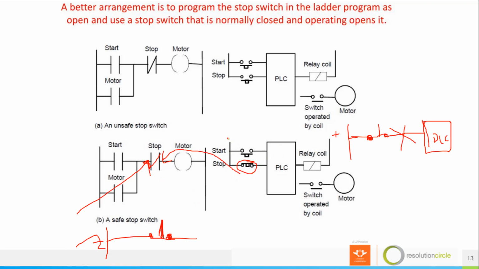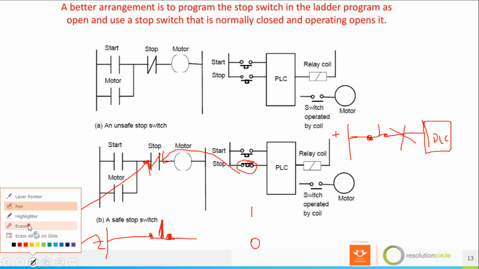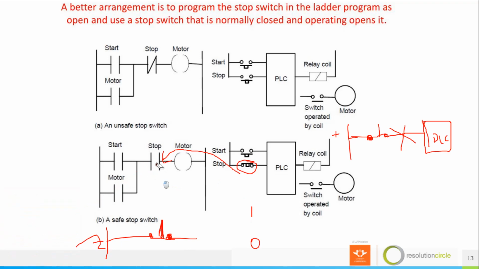So whenever there is an emergency on your system, when you press your stop button, it will break and the PLC won't be receiving any voltage. Then the state of your PLC will change from a high to a low. Then there won't be any current flowing here. Then your motor will then stop.